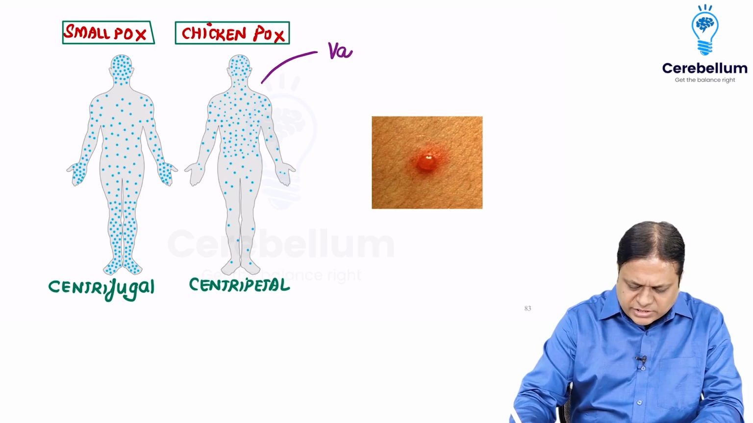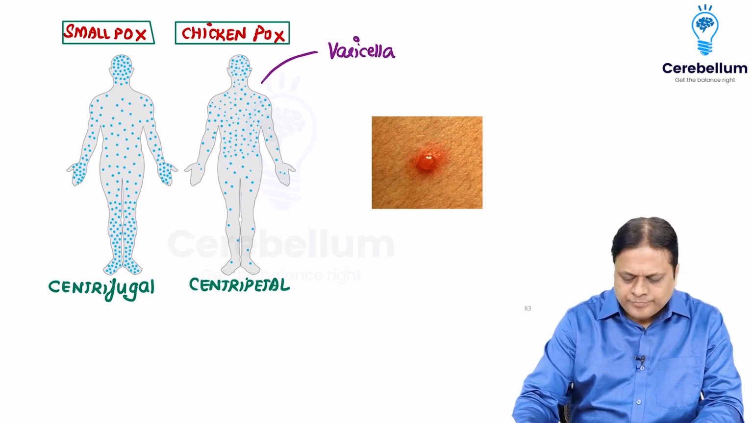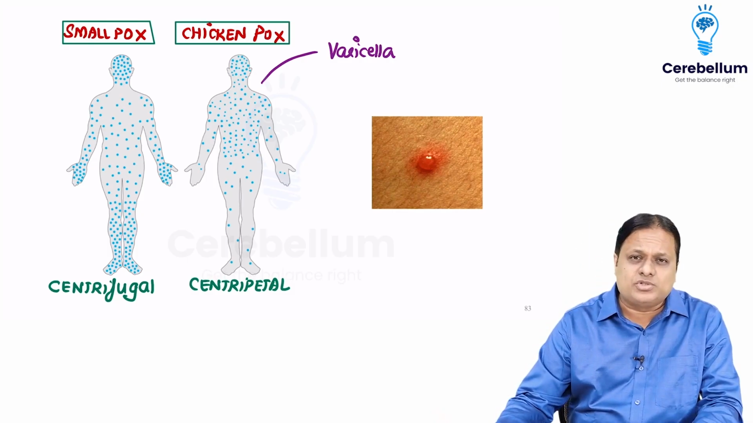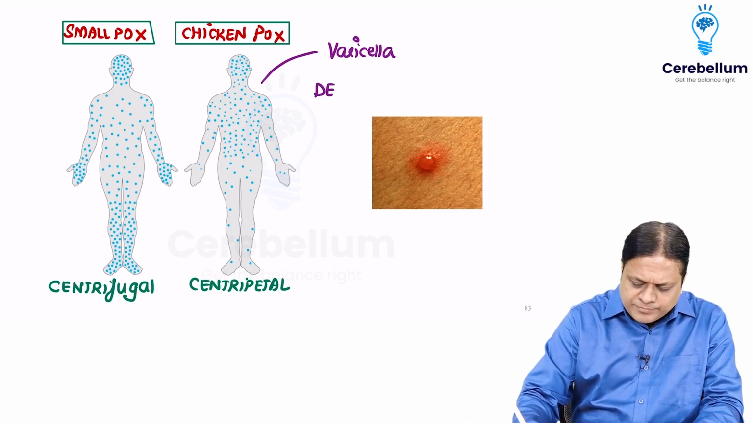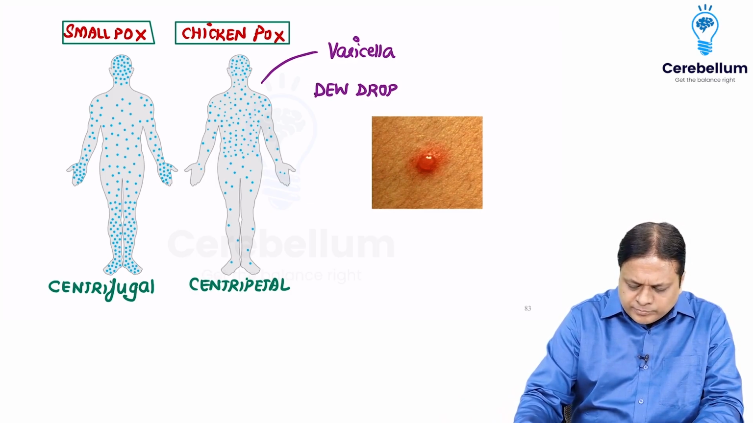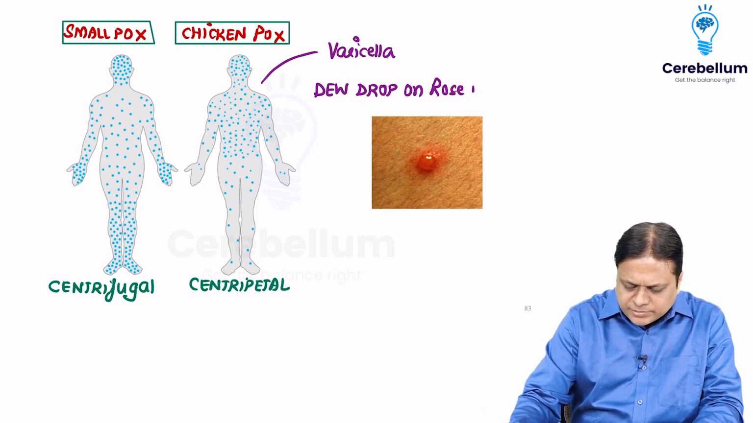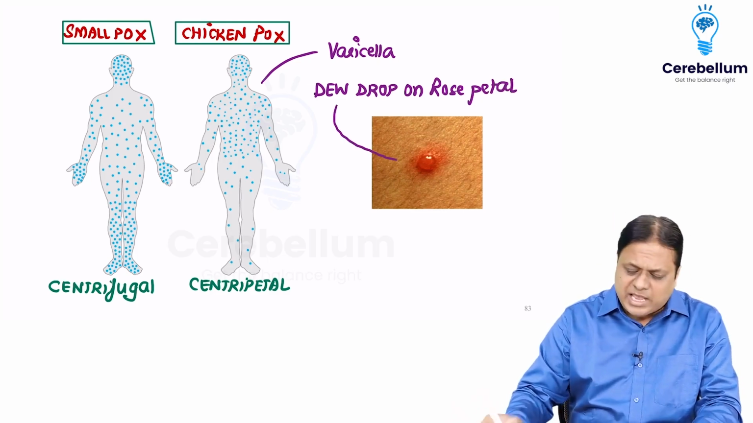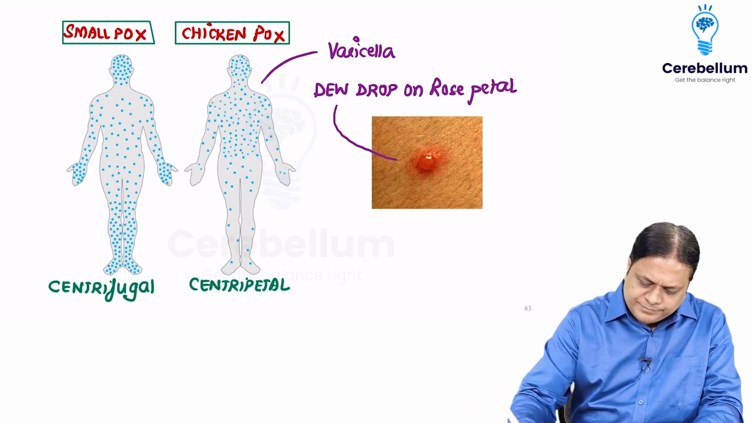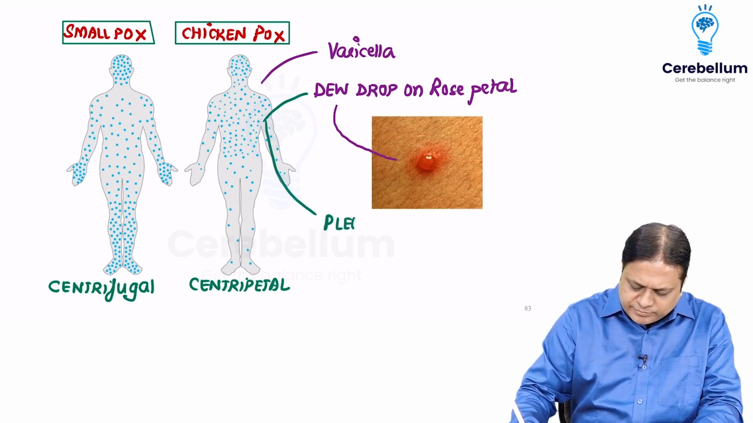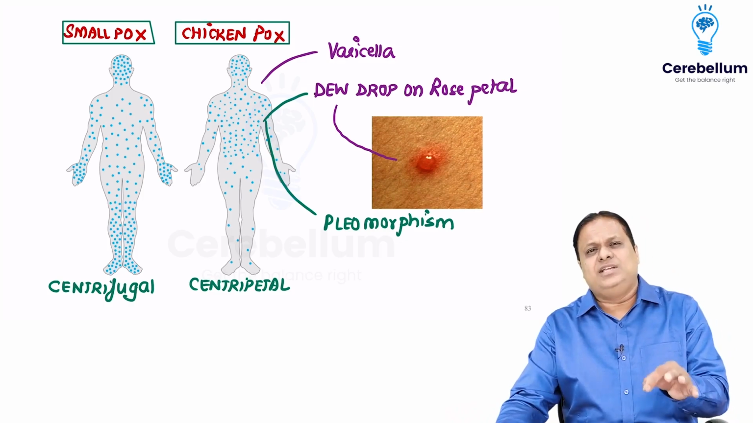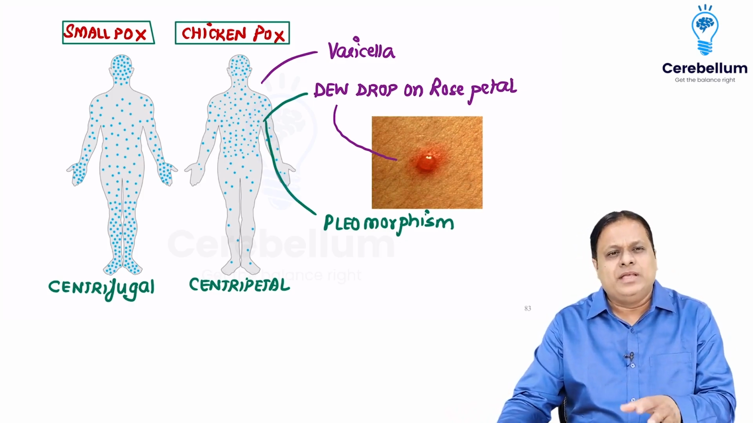Chickenpox, varicella. The rash is characterized by two important properties besides centripetal distribution. One, it shows a dewdrop on rose petal appearance, as it is seen in this particular image, and it also shows pleomorphism. What is pleomorphism? Different stages of rash seen on the same person's body at the same time.